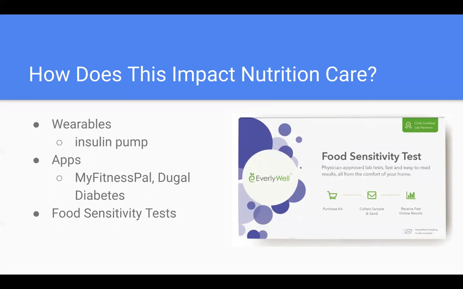Finally, I have food sensitivity tests on there. The image to the right is from Everlywell. It's a food sensitivity test which claims to pinpoint an individual's food sensitivities via finger prick and provides guidance on what foods to avoid. And these are available online and in pharmacies. They usually run, or this one at least runs, at about $160.